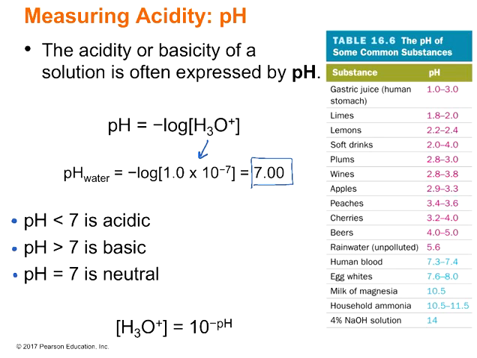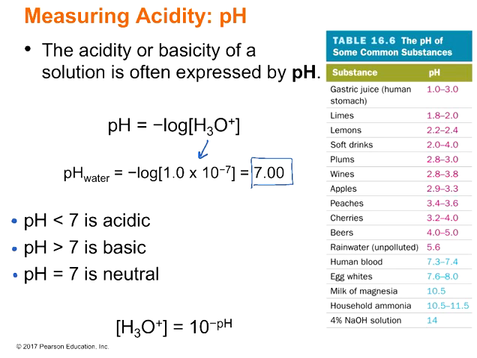Now, in reality, if we measure the pH of a sample of water, it's not going to be exactly 7. There are other ions present in the water that we drink. So for instance, they add fluoride ions to water to help with the strength of our teeth. And then there are other minerals that just naturally appear in water. So sometimes water comes out to be slightly basic or slightly acidic, but it should be somewhere around a pH of 7.